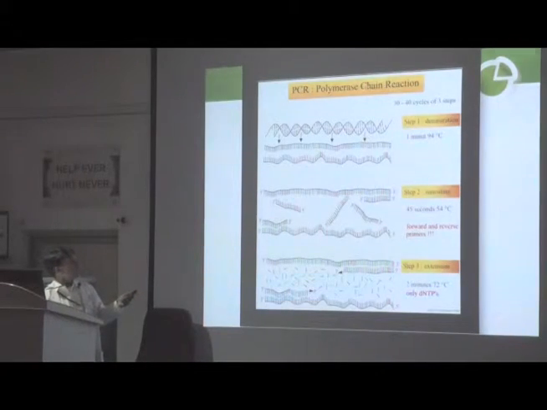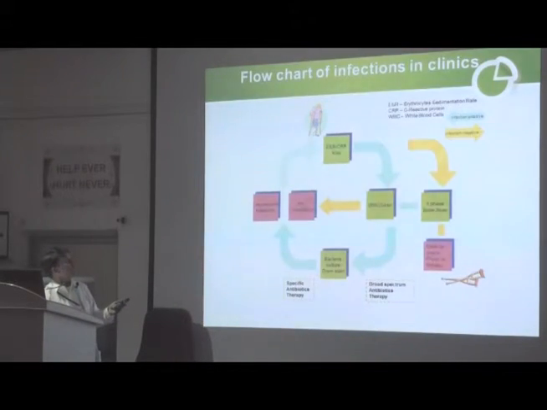Here is the polymerase chain reaction. It follows different steps: denaturation, annealing, and extension. During the annealing, the primers extend to the particular target region, which gives a polymerase chain reaction. There is a flowchart of the infection in clinics.